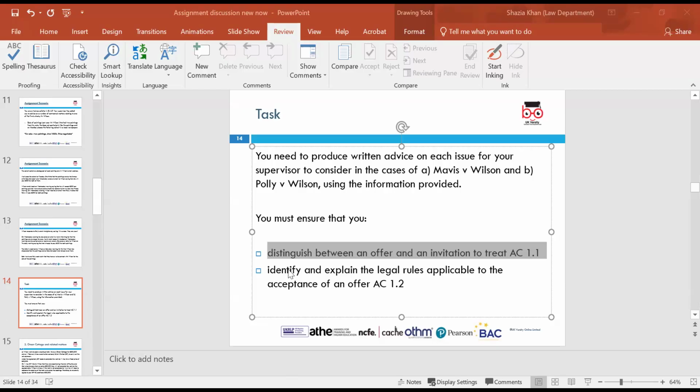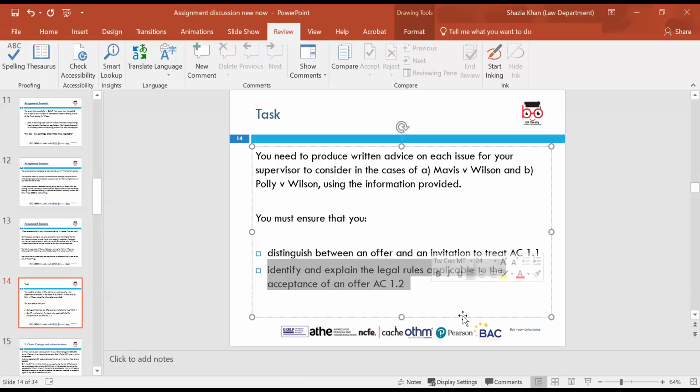So that is for offer. And then the second part is you need to identify and explain the legal rules applicable to acceptance of an offer. Here you would look at the postal rule and communication methods for both scenarios, whether it was an email or a written consent. You would look at cases such as Hyde and Wrench, Taurus and Miles, Thomas and BPP, and whether there was a binding contract for Mavis or for Polly.